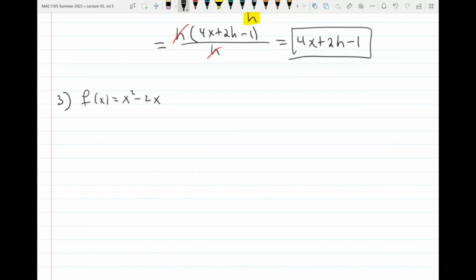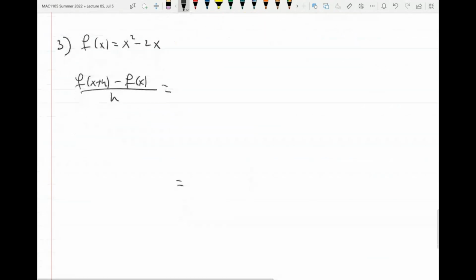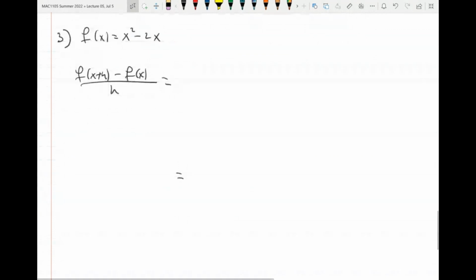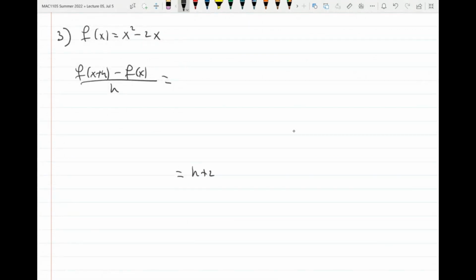All right, do you have an answer for this? Okay, so what do you get? Let's see, f of x plus h minus f of x over h. What answer do you get? h plus 2x plus 1. Okay. Everybody getting this?